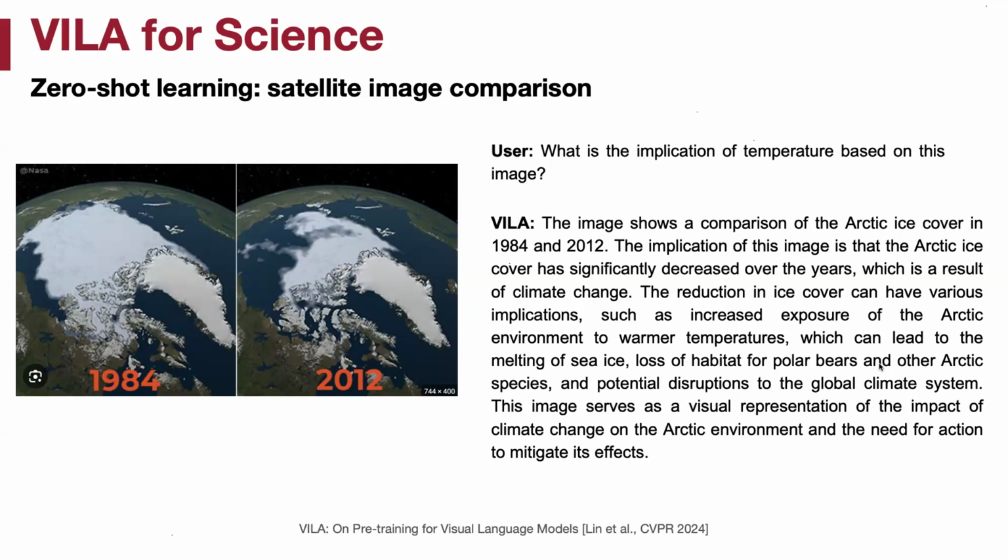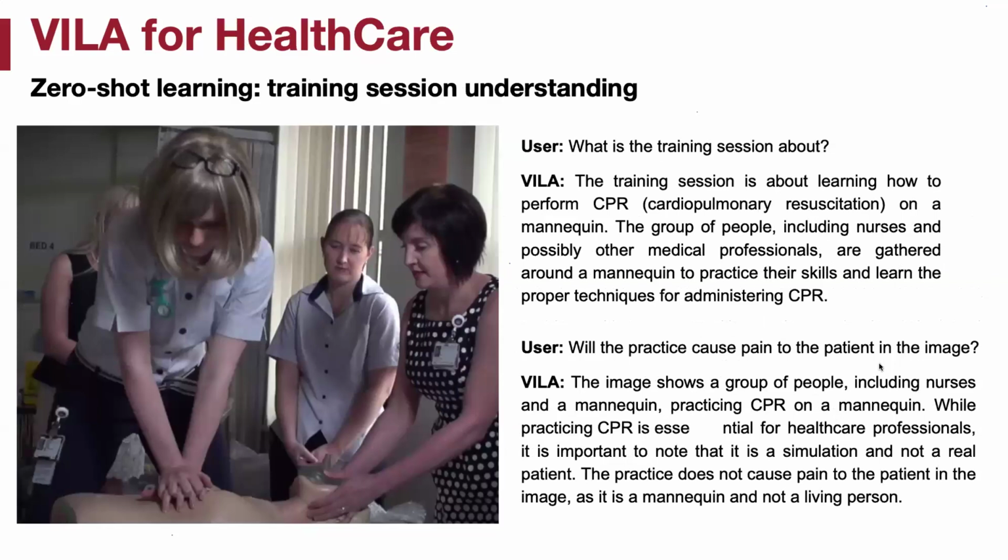So it says this image shows a comparison of Arctic cover over roughly 30 years. The implication is roughly due to climate change and global warming, and what the implication of this warming is to the world. So this kind of knowledge is pretty strong.